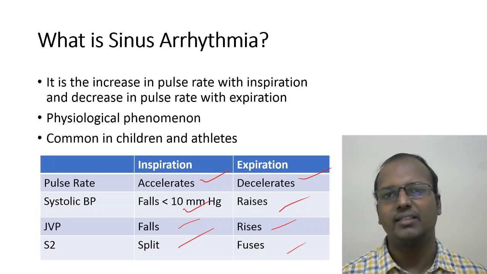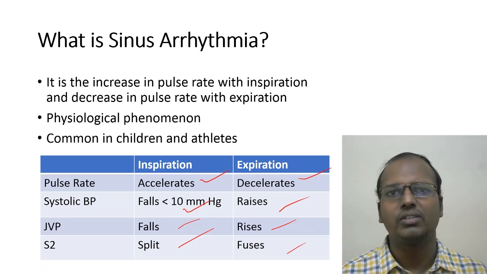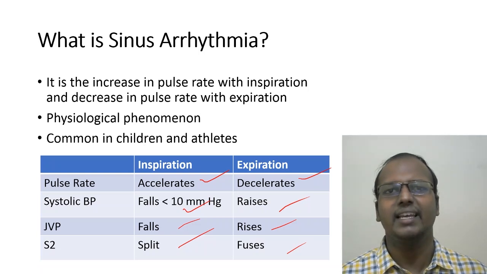S2 will be split in inspiration, whereas fused in expiration. Why is S2 split? Because a large amount of blood is flowing into the right side of the heart, and it takes a large amount of time for the right ventricle to empty into the pulmonary artery. So that causes the pulmonary valve to close a little later. That causes the A2 P2 split.